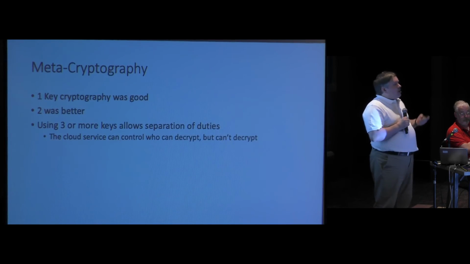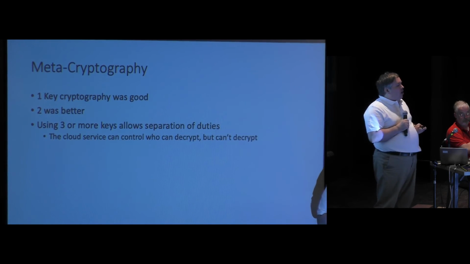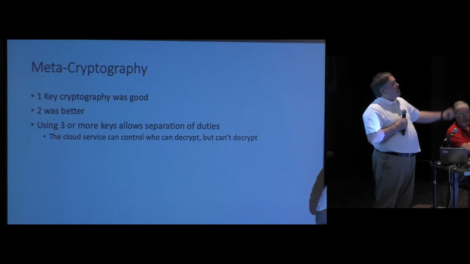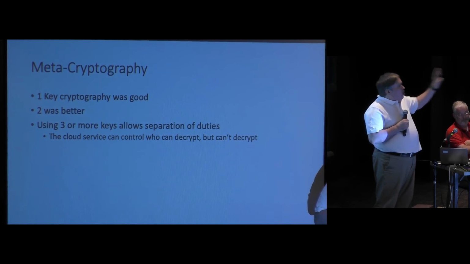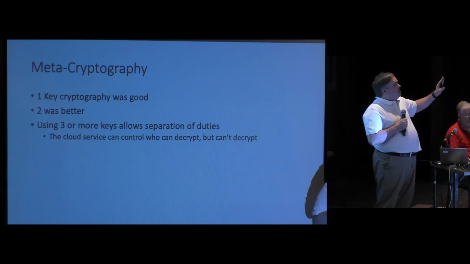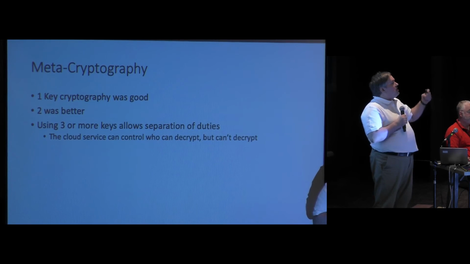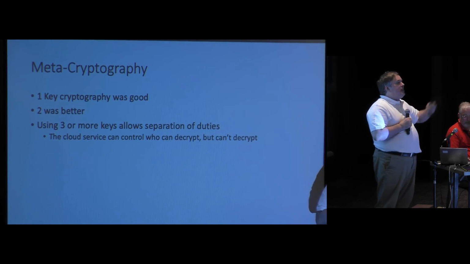It's wrong. So it's based on the principle of using more advanced cryptography than in Bruce Schneier's book. One-key cryptography is great, DES. You can do a lot with DES, but two-key is better because you can separate out the roles of encryption and decryption.